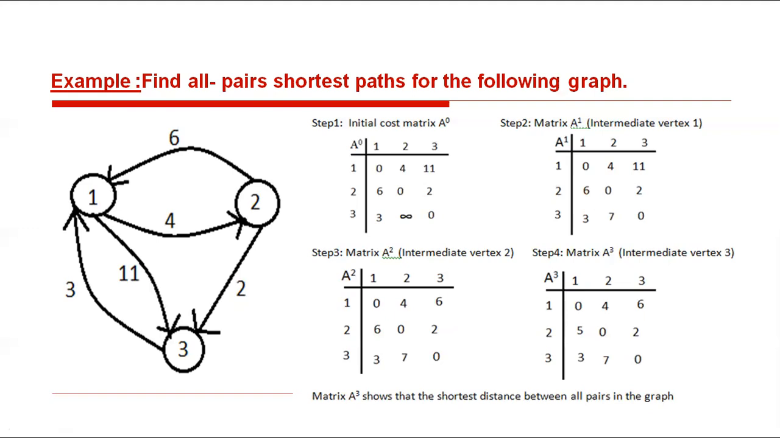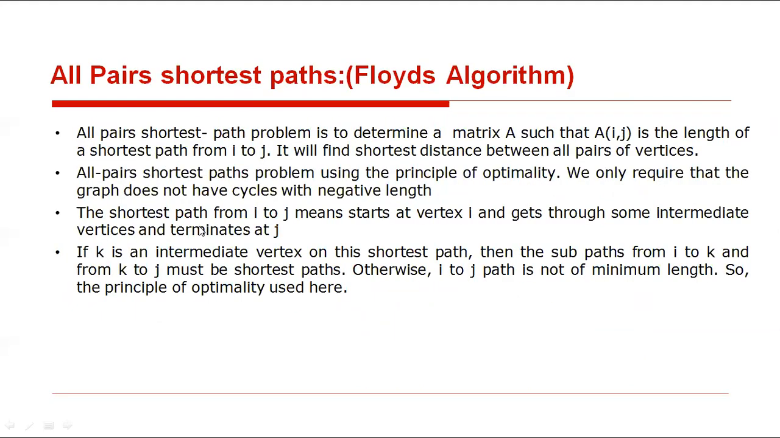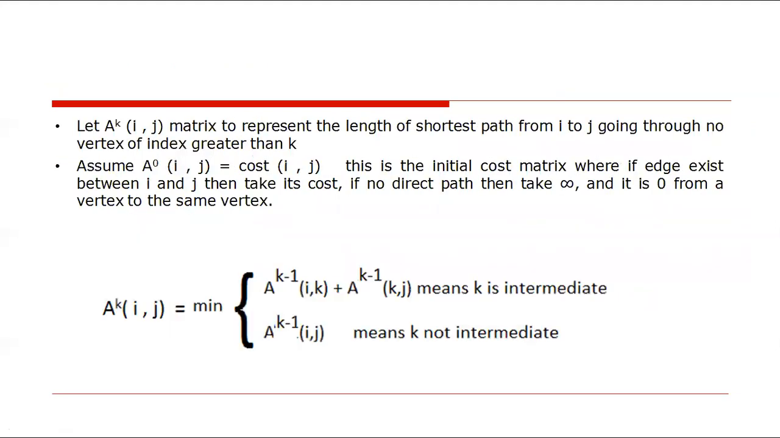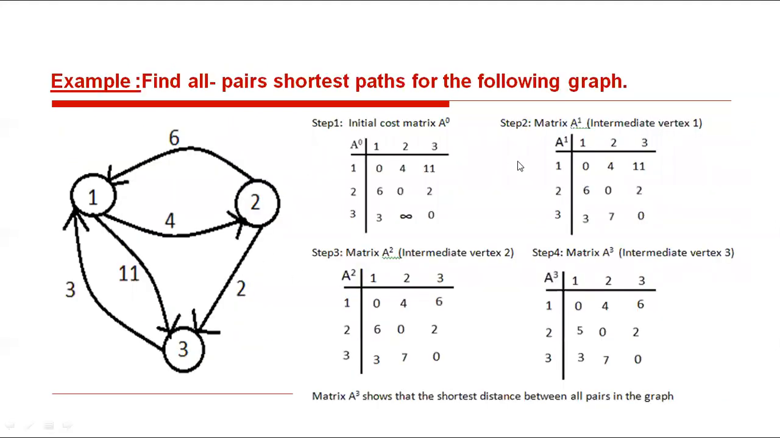Okay, all of you. Next one is 2 to 2 is 0. Next one is 2 to 3 equal to 2. Clear? Next one 3 to 1, 3, no change. Next one is 3 to 2, 7, no change. 3 to 3 is 0. Clear? Your matrix A cube shows the shortest distance between all pairs in the graph. This is called all pair shortest path algorithm using Floyd's algorithm. Clear? So this is the example.